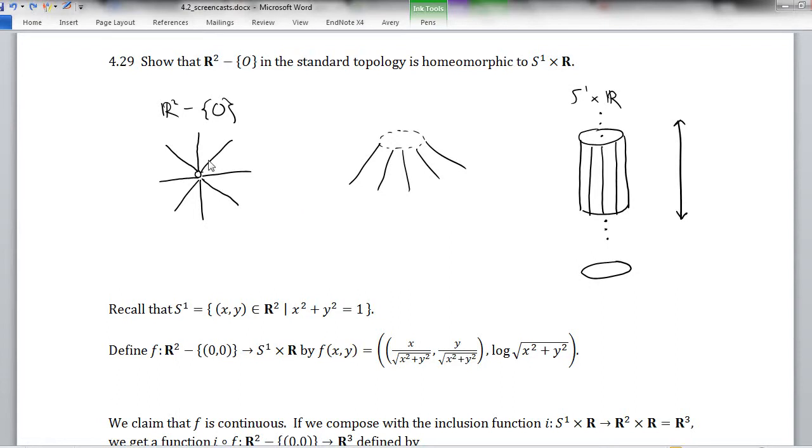Here's R2 minus the origin. It's known as the punctured plane because you take the plane and you puncture it at one point, you remove 1 point from it. Well, to end up with S1 cross R, which is this infinite cylinder that goes up and down forever, we could pull in every direction at this point and open it up a little bit to get this circle, and then push the rest of it down a bit so that it almost looks like a volcano.